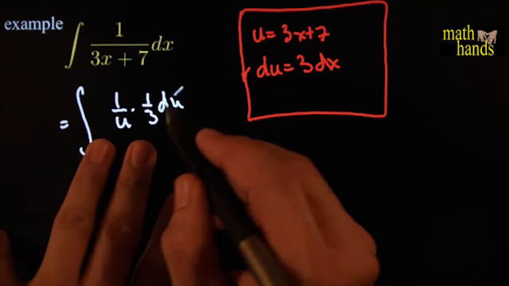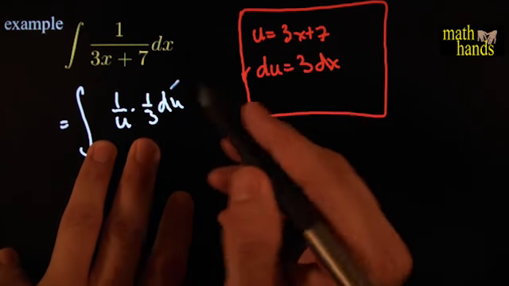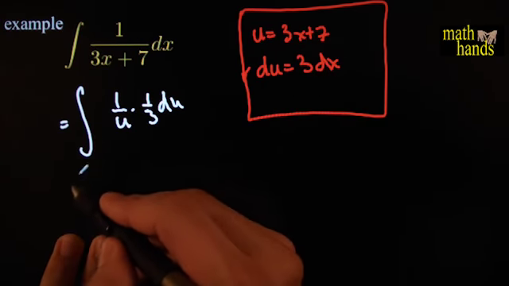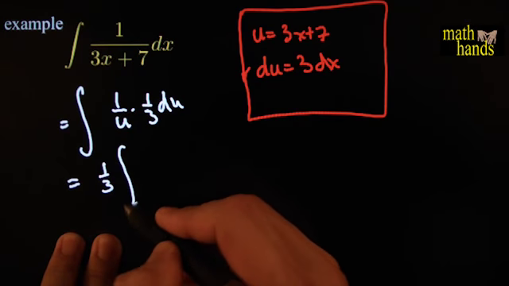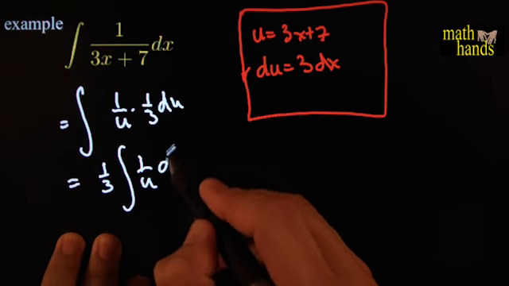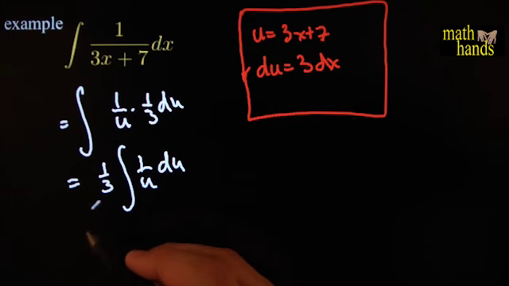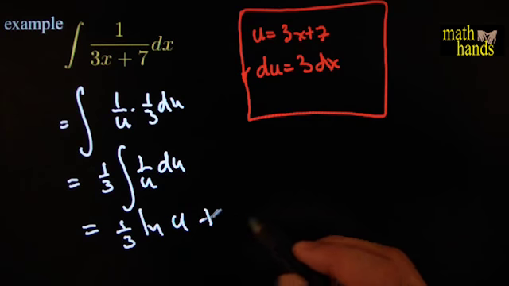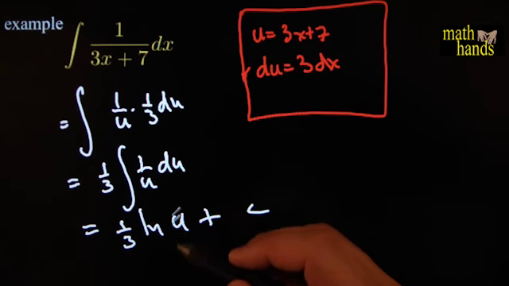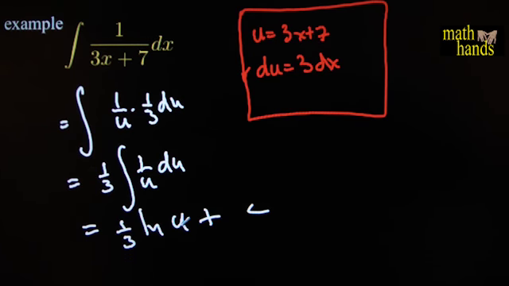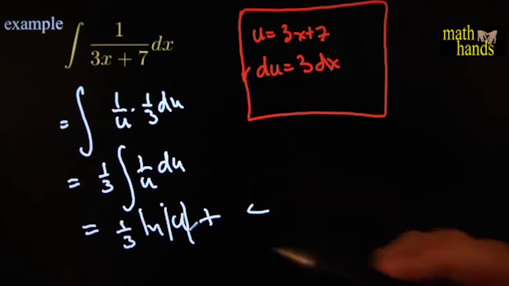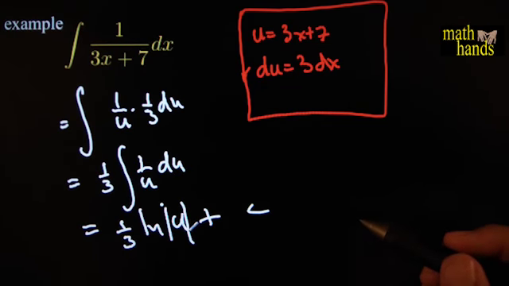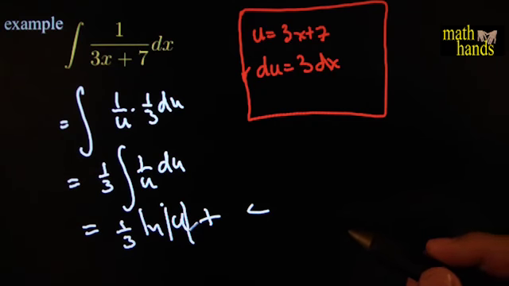I've had a lot of 1/3 in this lecture. That's just an accident. You could pull out that 1/3. That would leave a 1 over u du, and that's a basic one. That would be 1/3 ln u plus a constant. Again, that's assuming that u is positive, or you have to take the absolute value here. Clear? Pretty nice, huh?